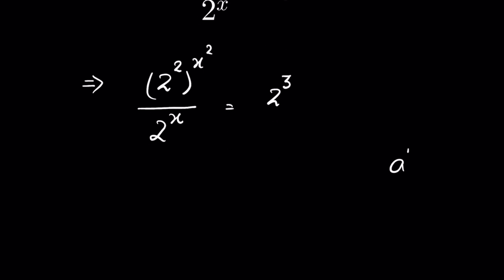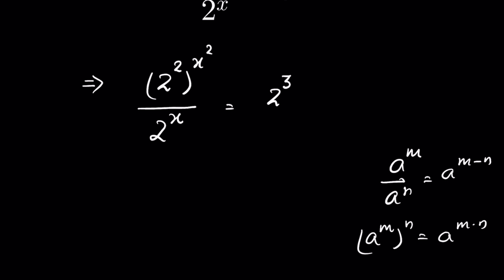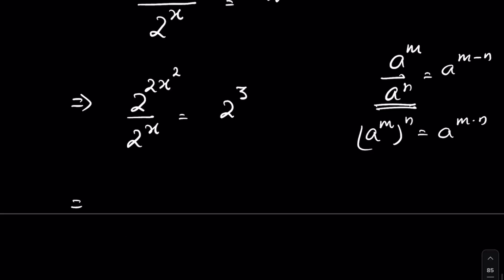Now when a to the power m upon a to the power n, it is equal to a to the power m minus n. Also, if a to the power m whole to the power n, this is equal to a to the power m times n. So here it will be 2 to the power 2x square upon 2 to the power x is equal to 2 to the power 3. Now using this identity, we have 2 to the power 2x square minus x is equal to 2 to the power 3.